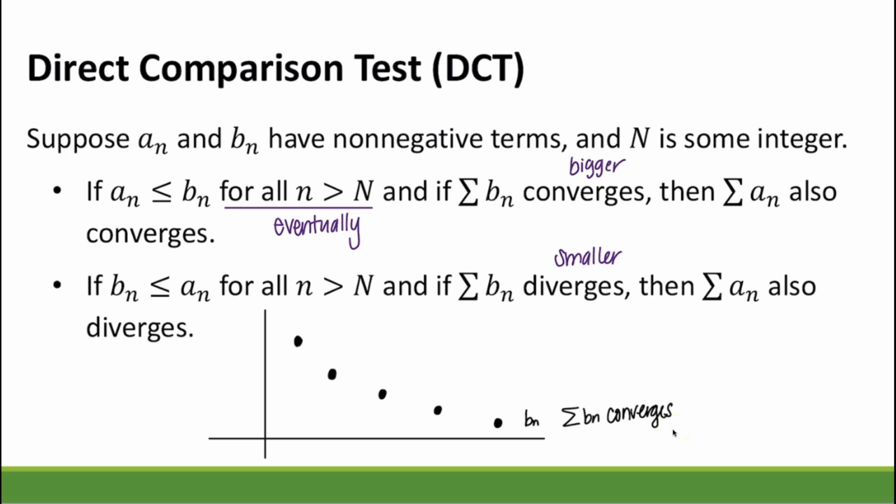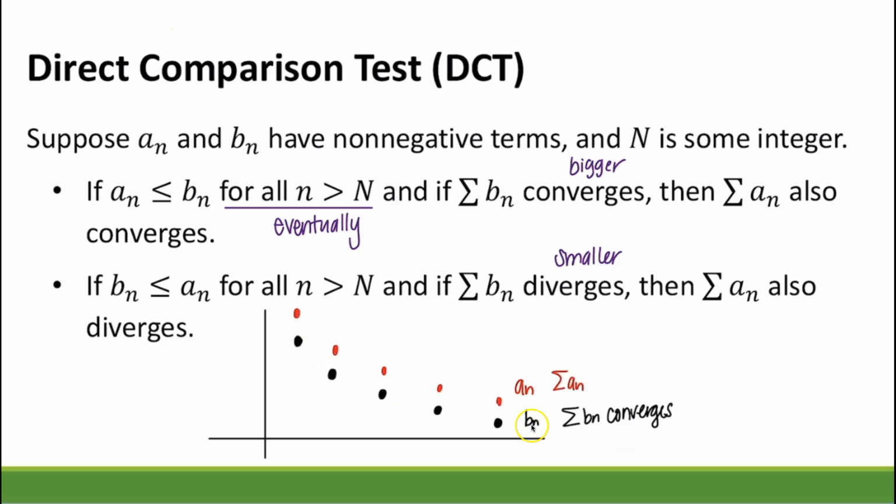Well, if I happen to have a list of numbers that is always smaller, so underneath this particular list of numbers, let's call that a sub n. Well, because it's smaller, it's underneath, adding all of those up would also converge. So that is the helpful direction. We had a bigger one that converges, so we know that the smaller one must also converge.